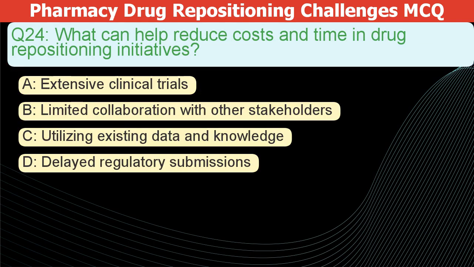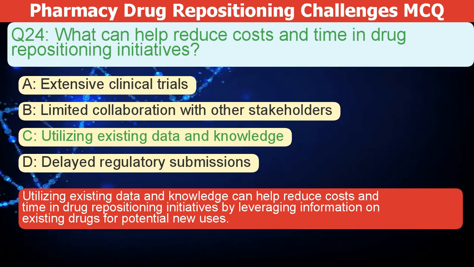What can help reduce costs and time in drug repositioning initiatives? A. Extensive clinical trials. B. Limited collaboration with other stakeholders. C. Utilizing existing data and knowledge. D. Delayed regulatory submissions. The correct answer is C.